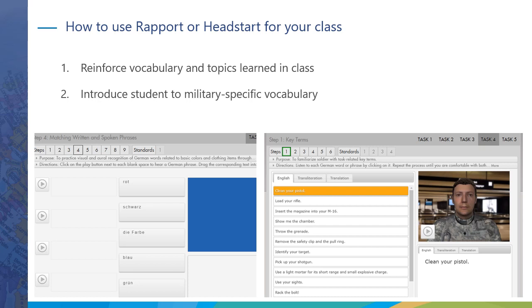Also, I talked a little bit about how the military modules in Head Start can introduce your student to military-specific vocabulary that might be helpful for them that you may or may not think of right away. Because these two programs are very vocabulary-based, they're really only good for vocabulary reinforcement and practice.